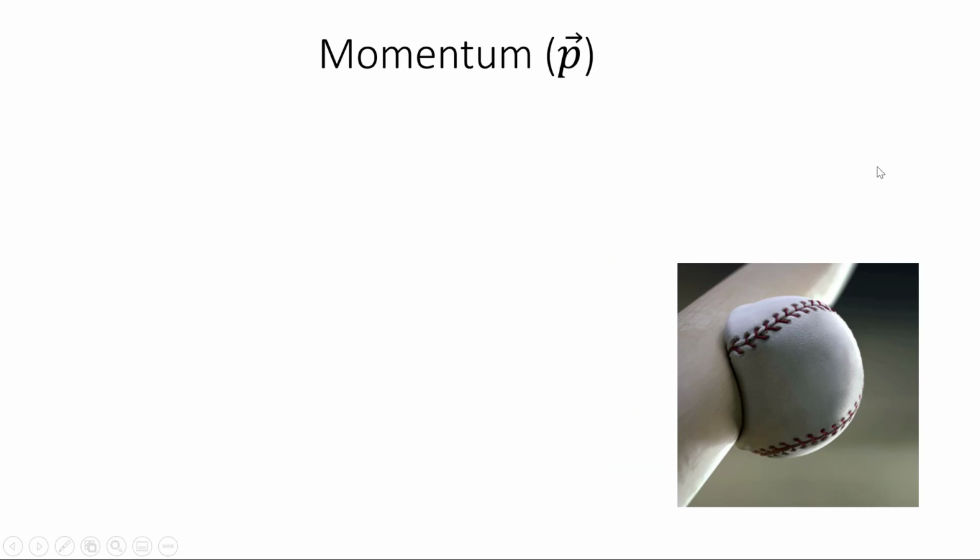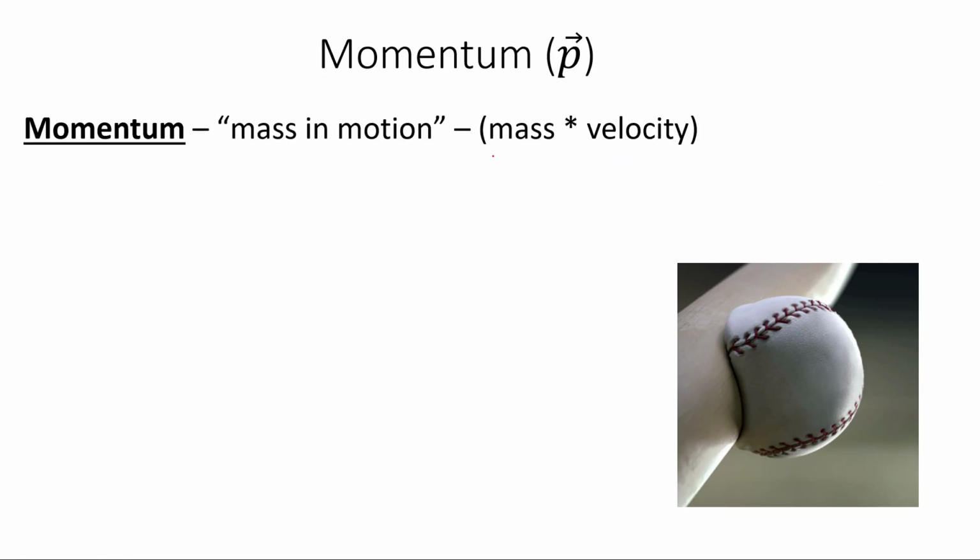The definition of momentum is just mass times velocity. So it's sometimes thought of as mass in motion. Something that isn't moving has no momentum. It has no oomph because it's not moving. Something with more mass or more velocity has more momentum. This is a simple definition. Momentum, P, is equal to mass times velocity.